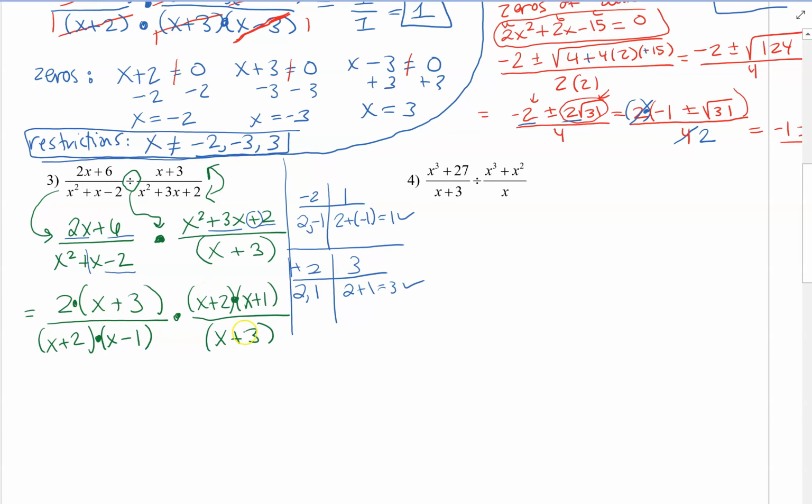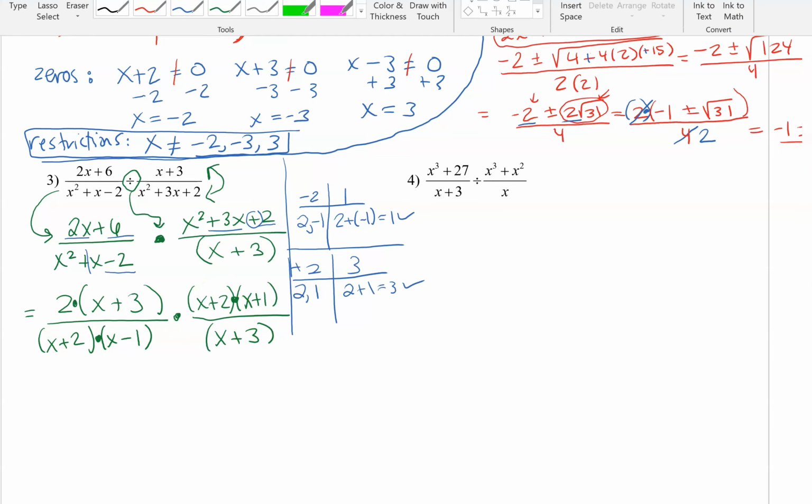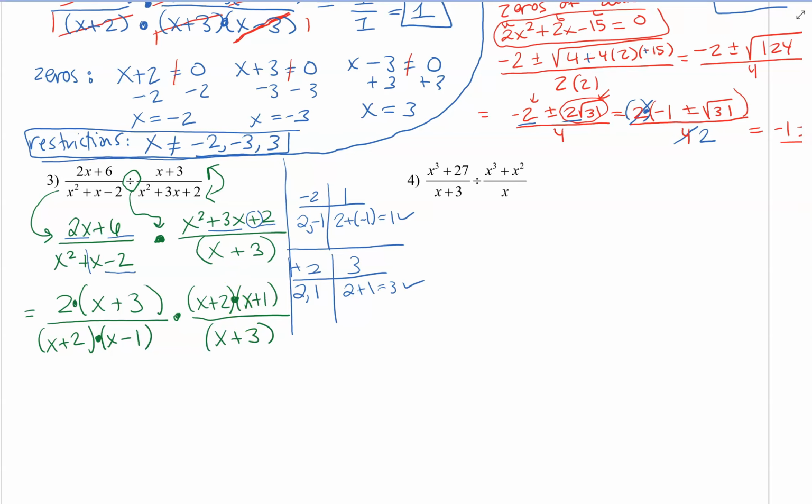So I can begin to cancel things. I am going to cancel the factors of x plus 3 with x plus 3, so they divide together to equal 1. I can also cancel the x plus 2 in the numerator with the x plus 2 in the denominator. Those cancel to equal 1.